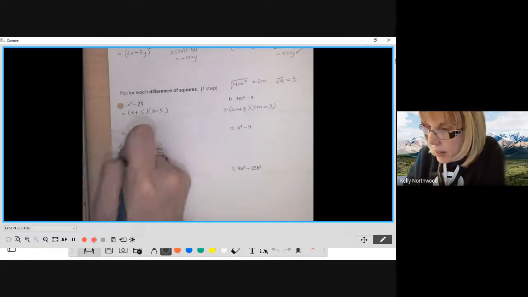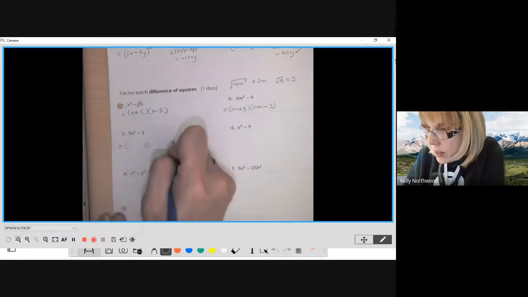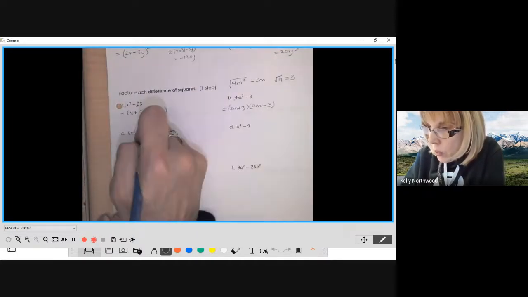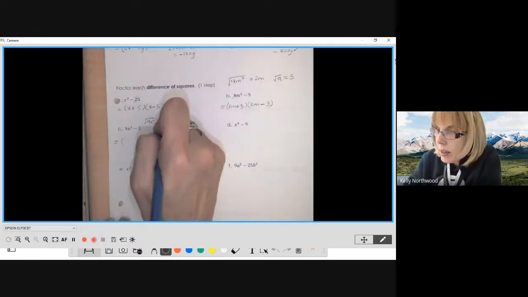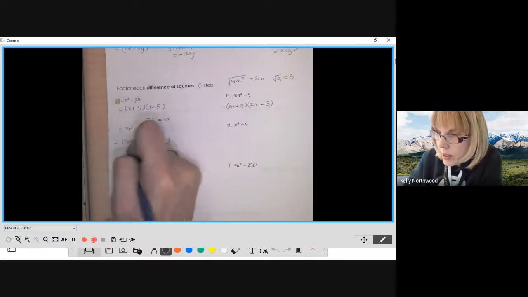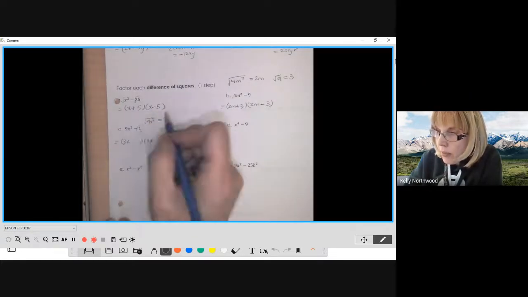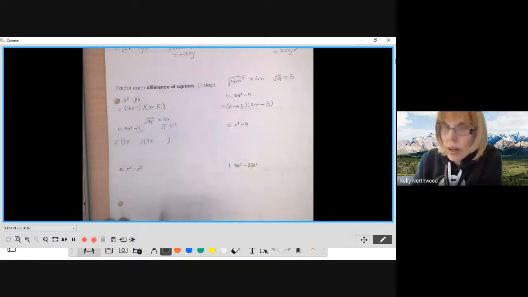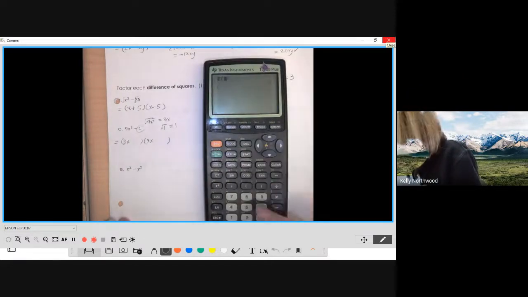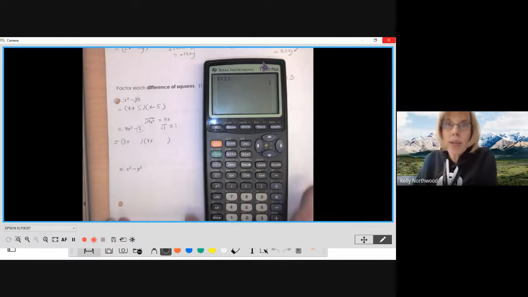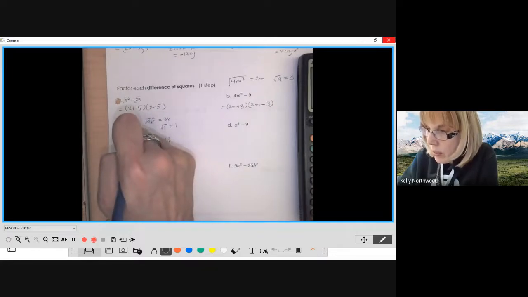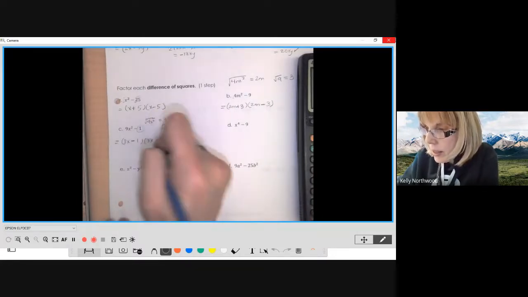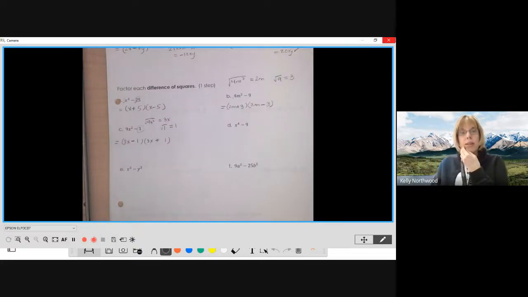Same thing with C, difference of squares. So you're thinking square root of 9x squared. What multiplies by itself to give me 9x squared? 3x, so there's a 3x at the start of each. 1 often confuses people, but the square root of 1 is just 1. Try it on your calculator if you're not convinced. So the square root of 1 is 1, and that's because 1 times 1 is 1. So there's a 1 at the end of each bracket, and then they have opposite signs, a minus in one, a plus in the other. So 3x minus 1 times 3x plus 1.